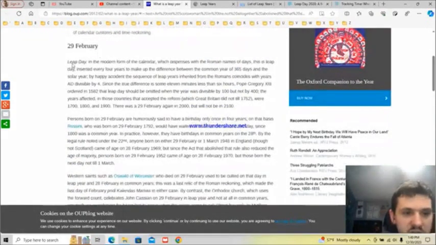Now, the 29th of February, leap day, is a modern form of the calendar, which recites the Roman names of these days. A leap day is inserted every 4 years, to make up the difference between the common year of 365 days and the solar year. The Roman calendar counted years divided by 4, and since the difference is some 11 minutes, less than 6 hours. Pope Gregory the 13th ordered in 1582 that leap day should be omitted in a leap year divisible by 100 and not by 400. Great Britain did not accept the reform until 1752, with 1700, 1800, 1900.